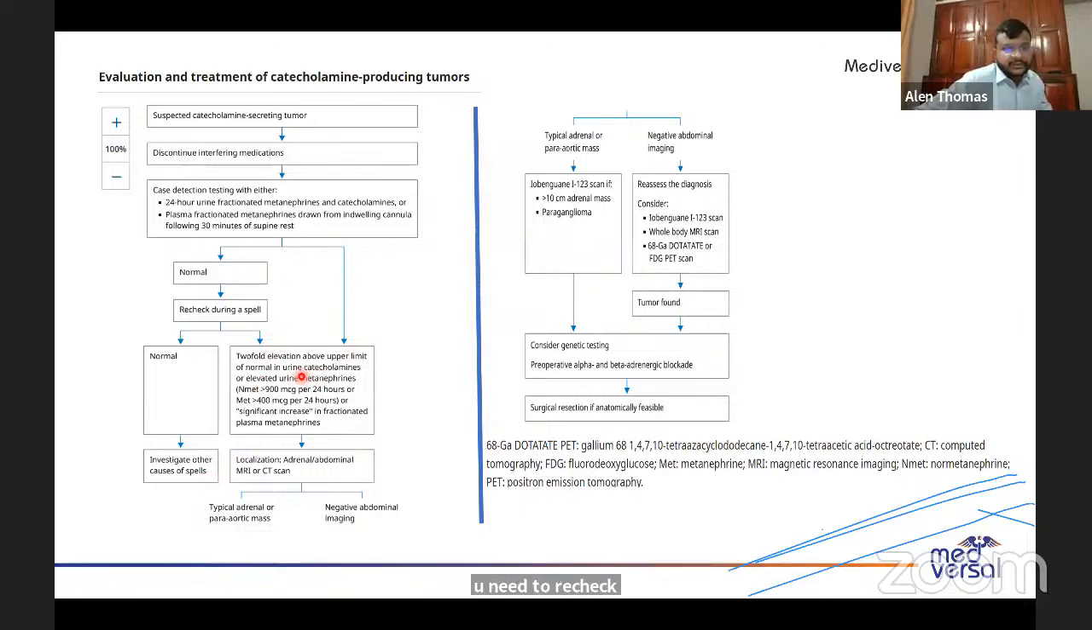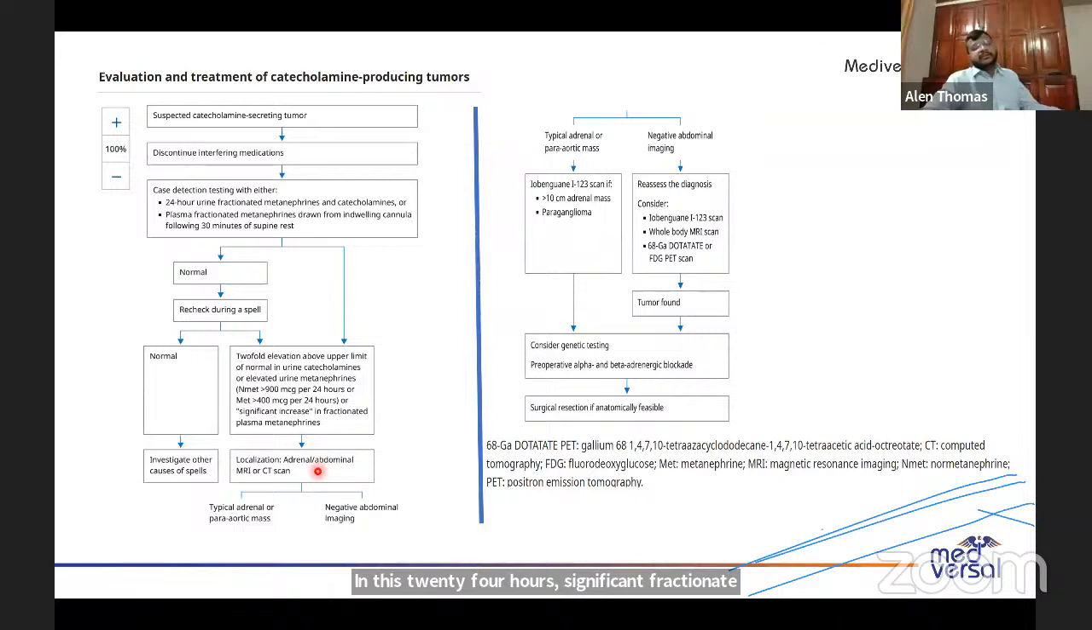If it is twofold elevation above the upper limit, normal in urine catecholamines, that is your NMET, which we call normetanephrine, more than 900 per 24 hours, or metanephrines greater than 400. 900 and 400 is the cutoff per 24 hours. Significant in fractionated plasma metanephrines.